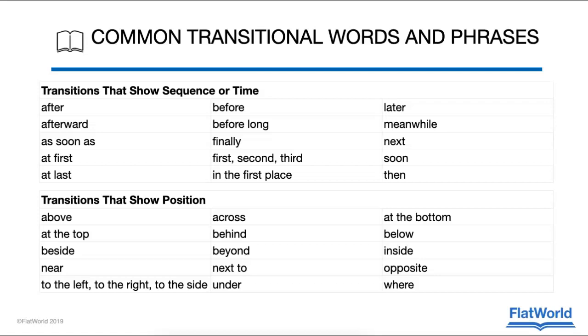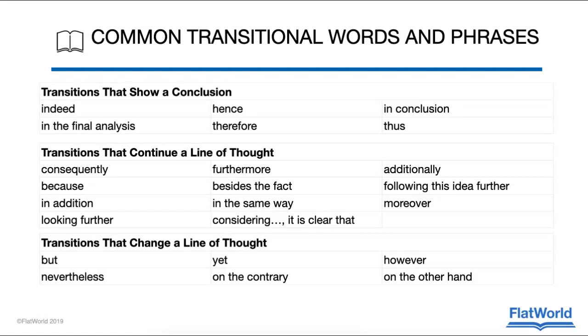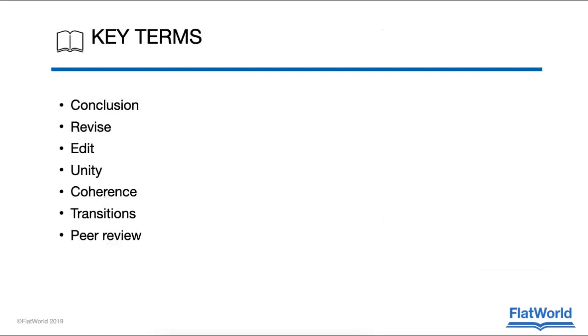Take a look at this section. We're not going to spend a lot of time on it here in the lecture, but this is not test question material, but transitional words and phrases are helpful as we continue to write and learn how to write effectively. I would assume a lot of you in this class know how to write, and you can make sure that your paper sounds and flows in a way that's easy to understand. So the key terms for Chapter 11 are conclusion, revise, edit, unity, coherence, transitions, and peer review.